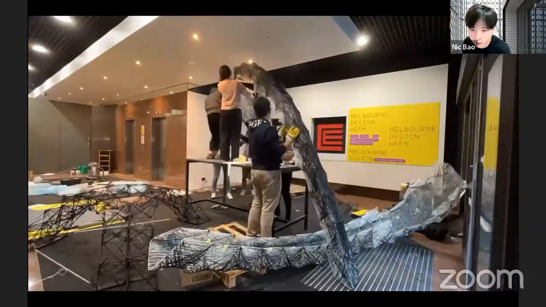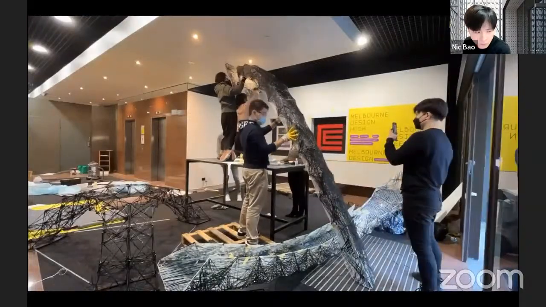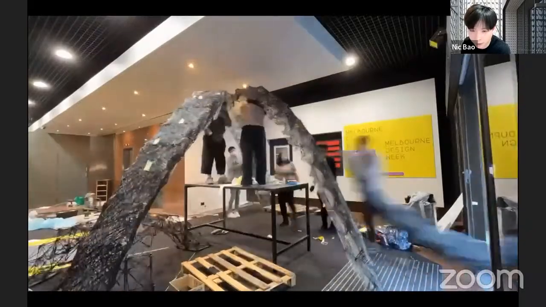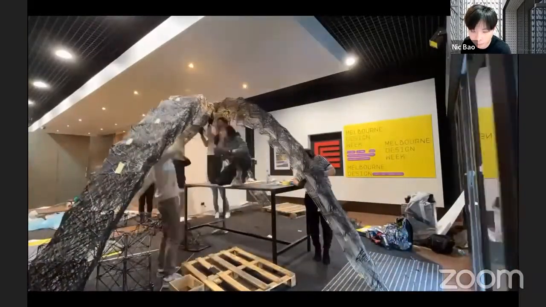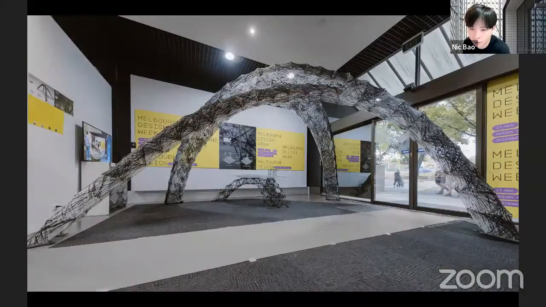It took only 2 days for the fabrication and assembly process. So it's a very fast construction method. Finally, this is the final outcome of the wide-span architecture and wide-span topology optimized robotic fabricated project. So this is all the projects I want to introduce today very briefly.